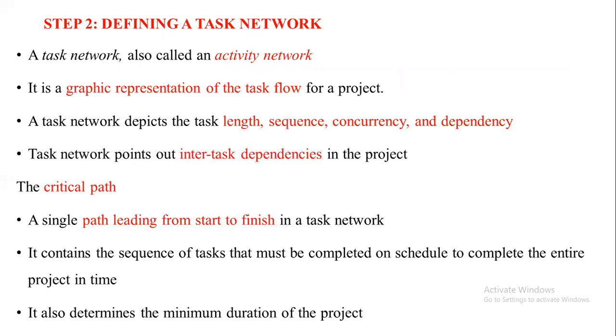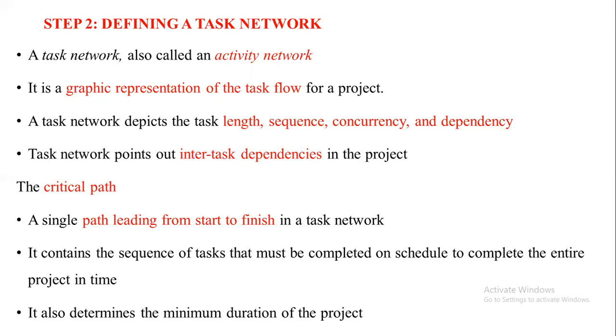Then after finding out the task set, the second step is defining the task network. Task network is nothing but the graphical representation of the flow of the project. That is, in which order we are going to carry out the tasks. The sequence in which we are going to carry out the tasks in a project, that is what task network means. This is represented in a diagram. It is a graphical representation. This task network is also referred to as an activity network.